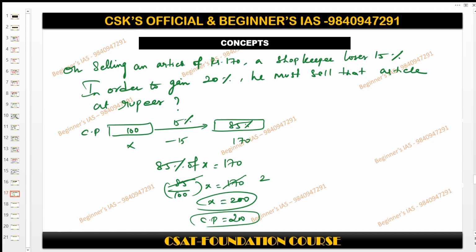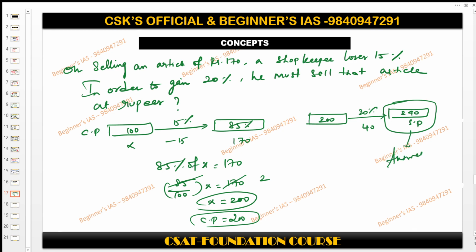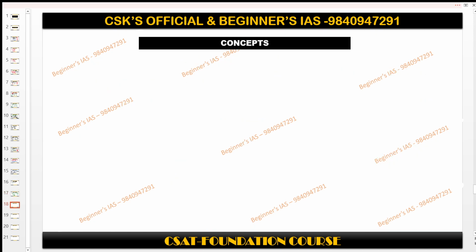Now in order to gain 20%, he must sell that article. Listen carefully. You know the cost price, simple, 200. What is 20%? 40. So what is going to be the SP? 240. This is the SP. Understood? So this is the answer. Without formula also you can do, with formula also you can do. So now let me give you another question. You people try this question.